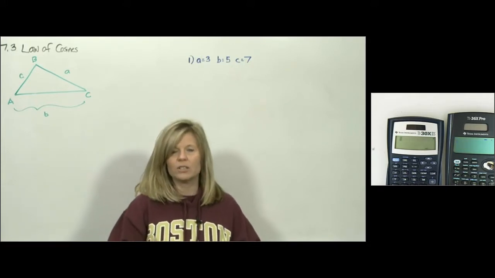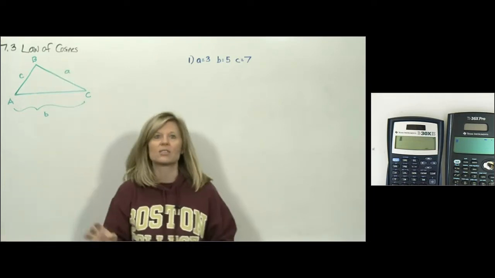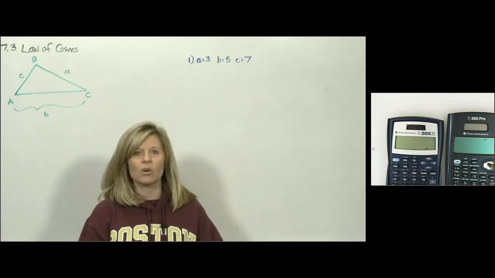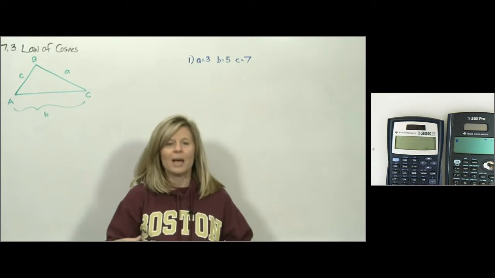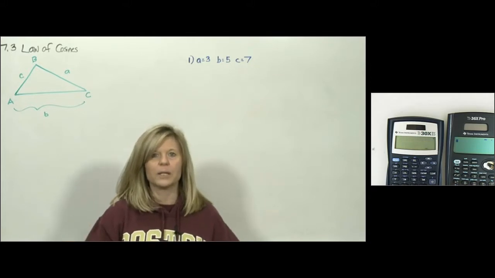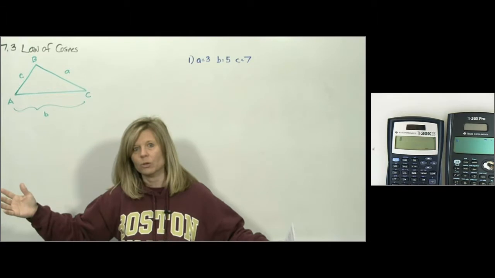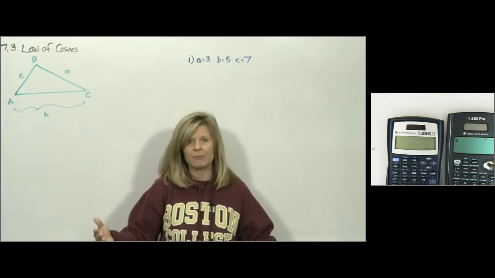Well, today we're going to develop another law, and it's obviously called the law of cosines. And the law of cosines is also a rule, a formula, that will help you find the missing side or the missing angle of an oblique triangle. So again, I don't want to just give you the rule. Let's develop where it came from.